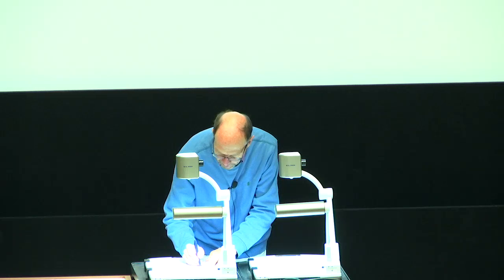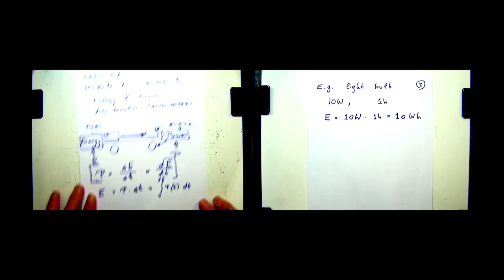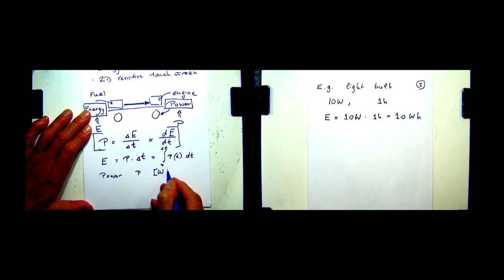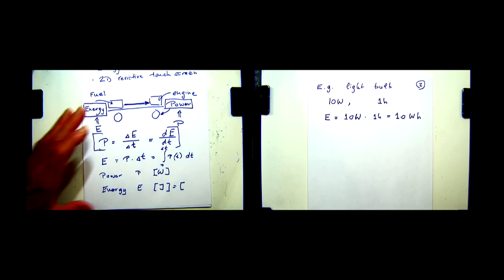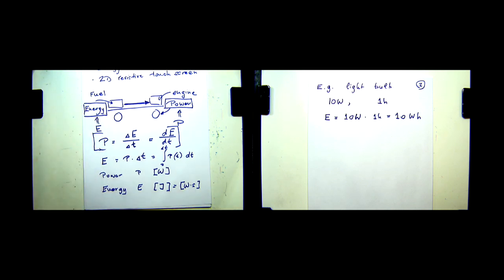And, this is the unit for power. Maybe I should write this down. Let me put this here. Power is P, and the unit is watts, and energy is E, and the unit actually is joule, and this is also equal to power, because energy is power times time. It's also equal to watts times second. So you can use either. Joule is just maybe a little bit shorter.